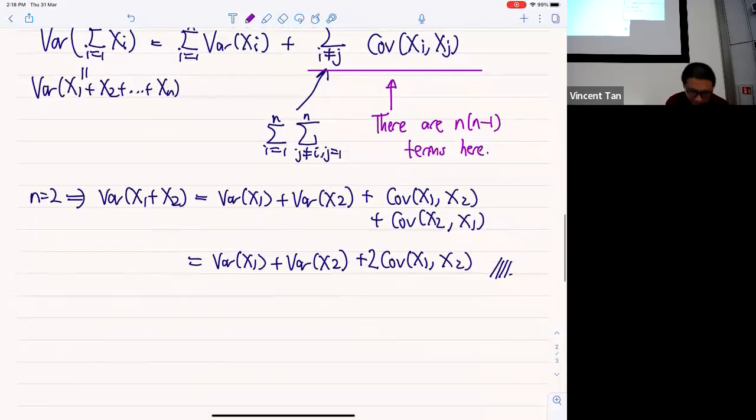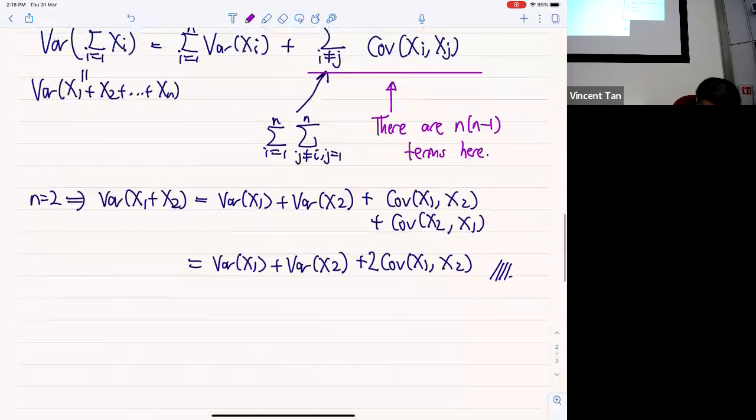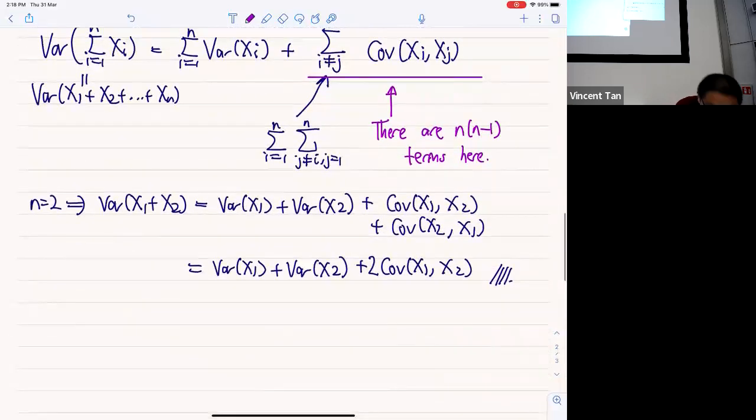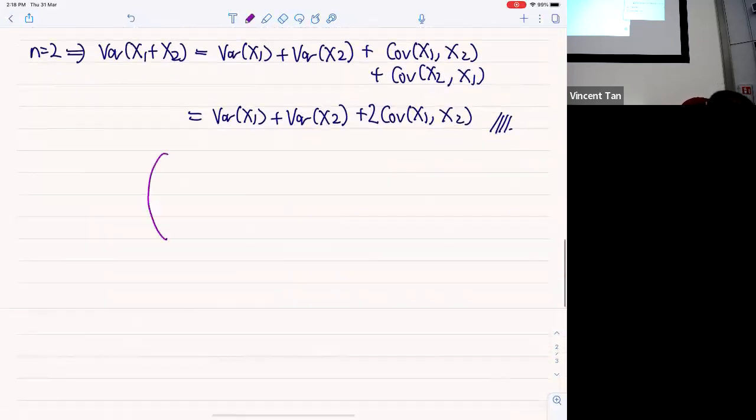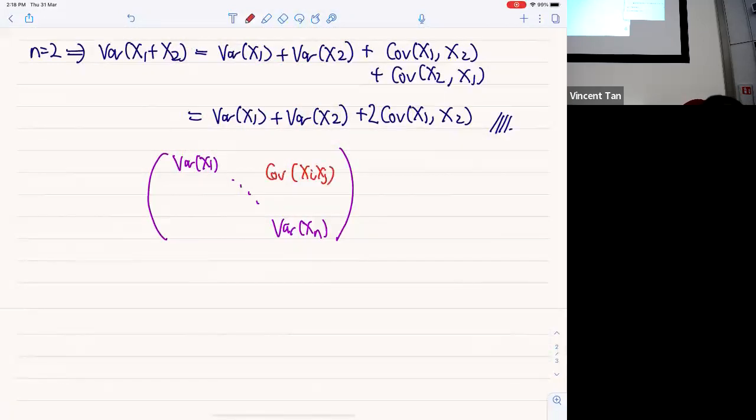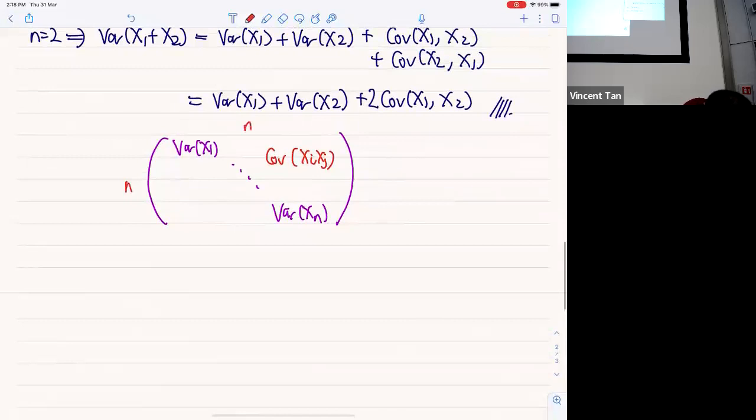But let me show you another way. You can place all these variances and covariances in a matrix. The variances of x1 up to xn are on the diagonal. Then how many things are there on the off diagonal? In the off diagonal, we have the covariance of xi, xj. This is an n by n matrix, so it is n squared minus n, because there are only n terms on the diagonal.